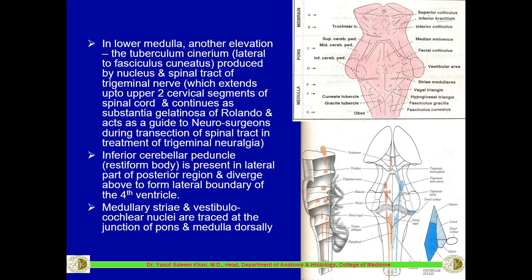The medullary striae and vestibulocochlear nuclei are traced at the junction of the pons and the medulla oblongata. If you can see here on the dorsal side, in the posterior side, this medullary stria will divide and differentiate between the pons and the medulla oblongata. The part which is above will be the pons, the part which is below will be the medulla oblongata, along with the vestibulocochlear nuclei.